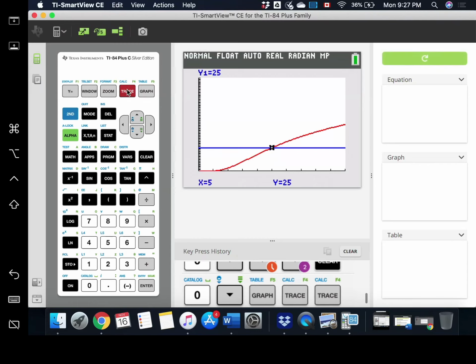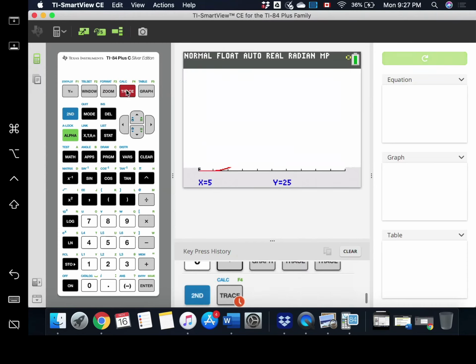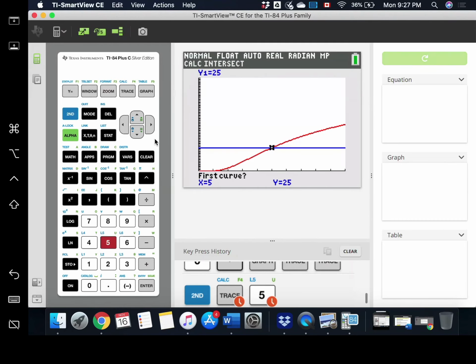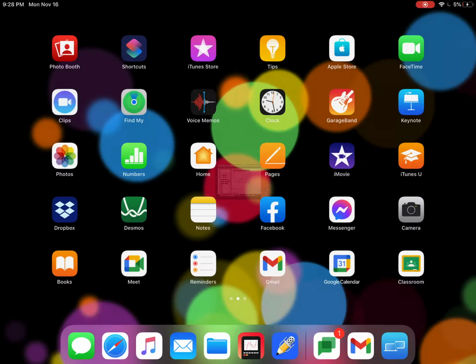Okay, so once you graph it, you're going to press second trace. It's going to take you to this menu. You're going to press number 5. You're going to move your cursor until you're as close as possible to the intersection as you can. So that would be awesome if it's right there. And press enter 3 times. Enter, enter, enter. Okay, so your intersection is the x coordinate. Always look at the x coordinate only. Your answer is 5.